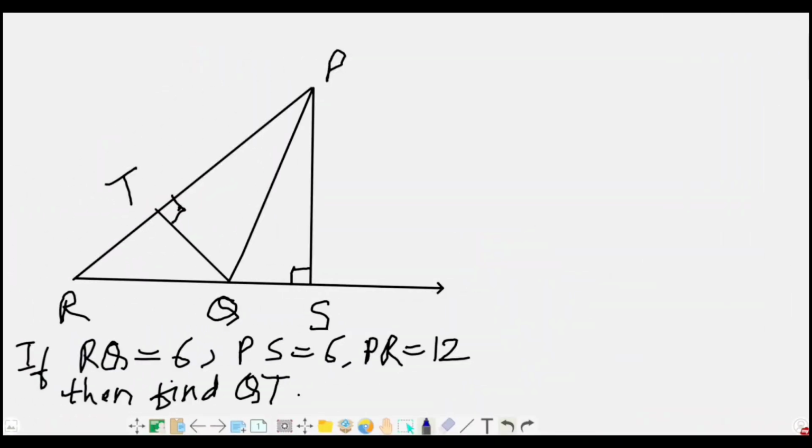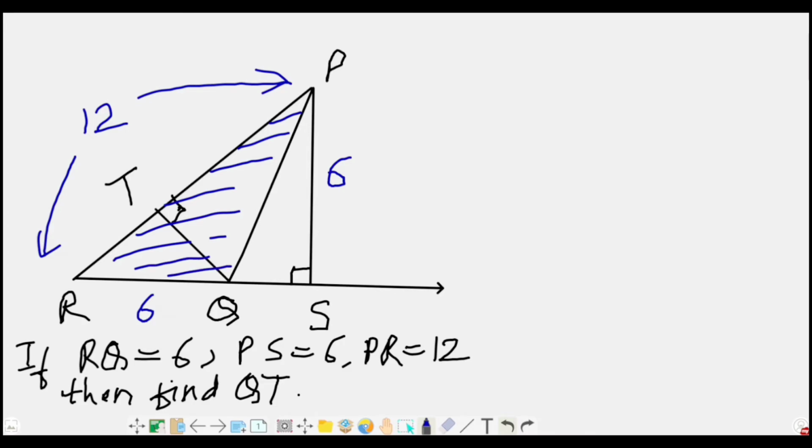Now students, let's study the figure. See, RQ is given as 6, PS is given as 6. So this RQ is 6, PS is also 6. PR in full is given as 12, this PR from this point to this point. You are asked to find the QT. Just concentrate on this triangle.